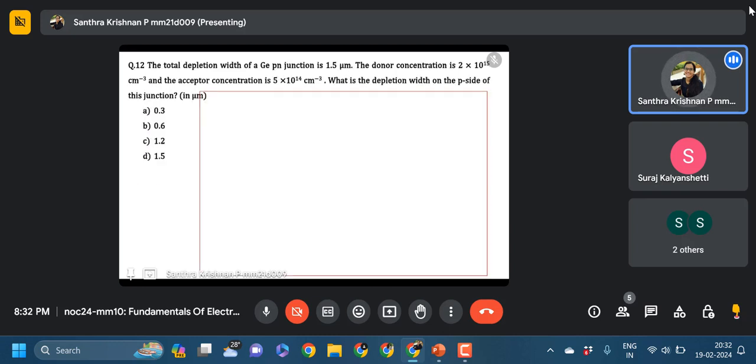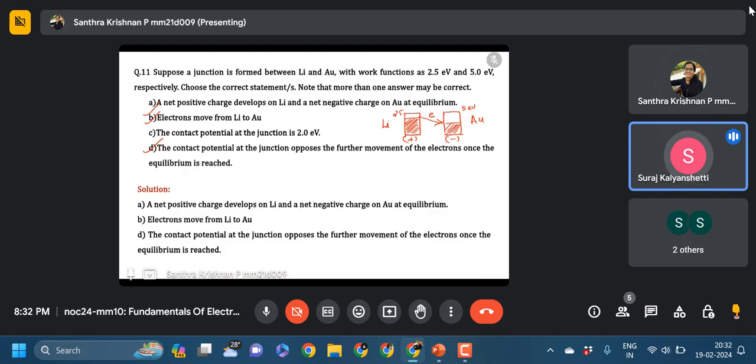So next, total depletion width is given, donor concentration is given. In the ideal case, if you're assuming it to come at the center of the two, you can say that it is the difference between the two, right?